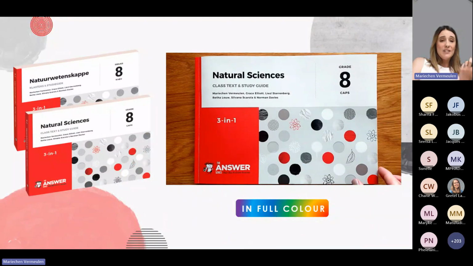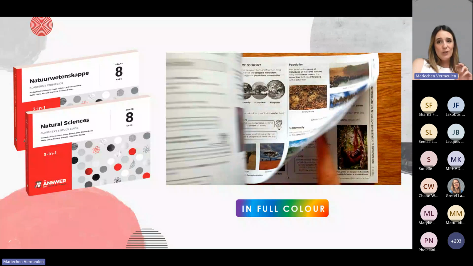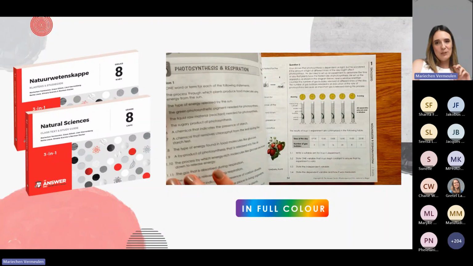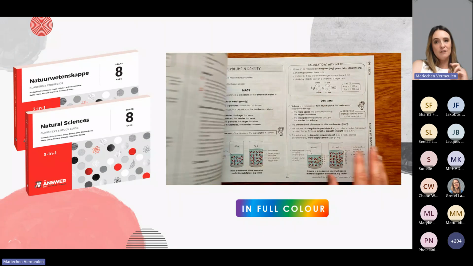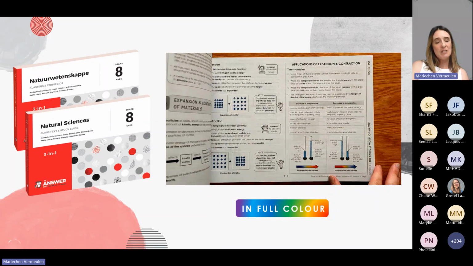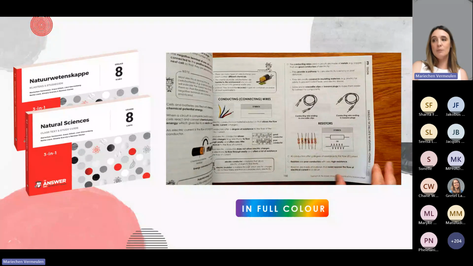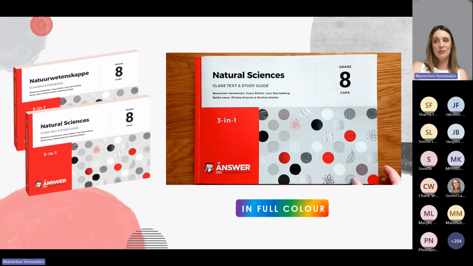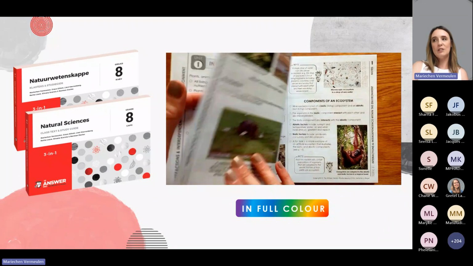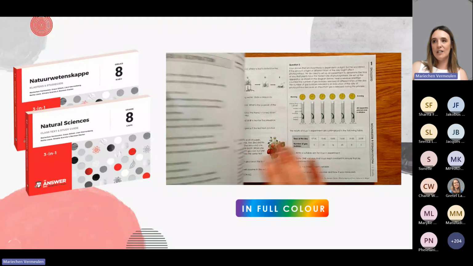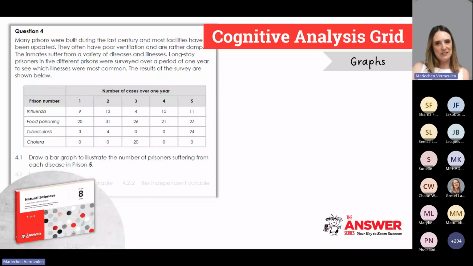Now, all of these questions that we've worked through are part of our new grade 8 natural sciences class text and study guide, because we wanted to show you that we really try to address the different cognitive levels and try to expose our learners and teachers to exam type questions in this publication. And it's a beautiful full color publication, the first one in the sciences edition or range. So Greta will give you some information about this publication towards the end, but I just wanted to page through and show you how lovely it looks.